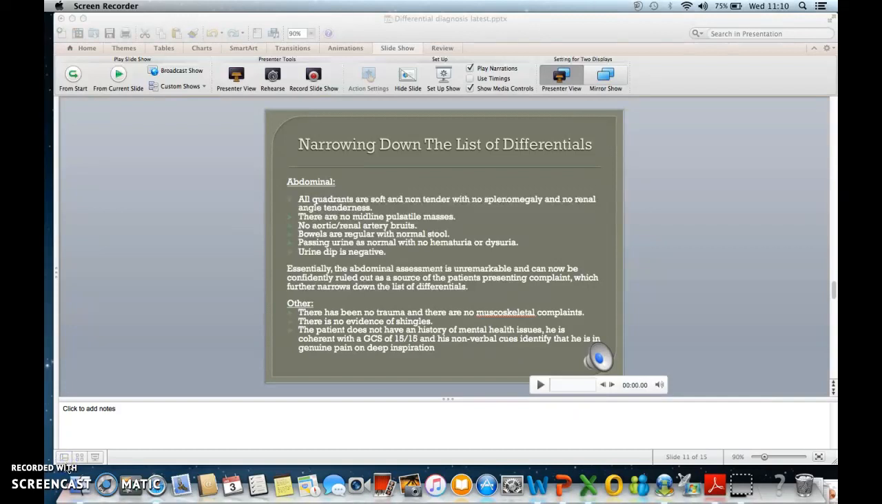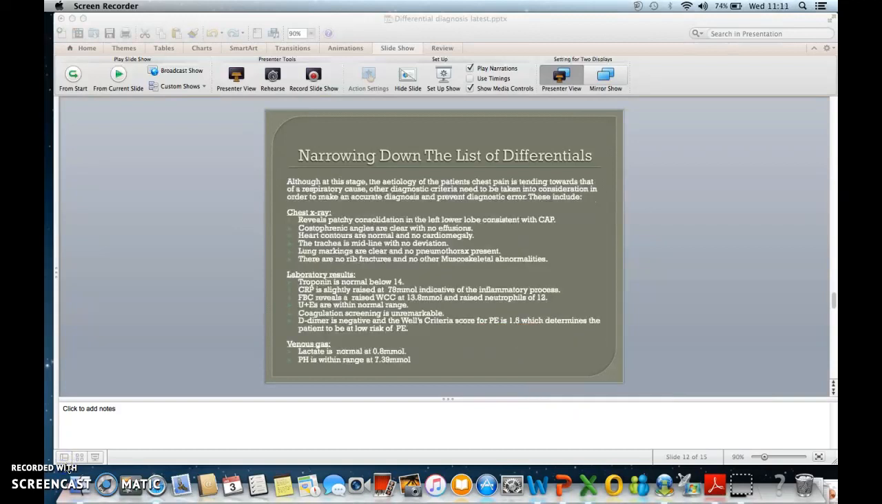So, ruling out other sources, there's been no trauma and there are no musculoskeletal complaints. There's no evidence of shingles. The patient does not have a history of mental health issues. He is coherent with a GCS of 15 and his non-verbal cues identify that he is in genuine pain on deep inspiration.